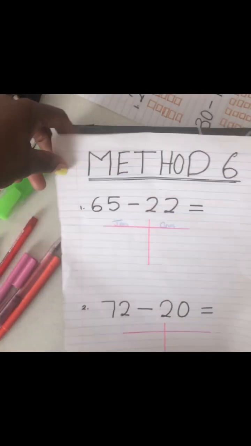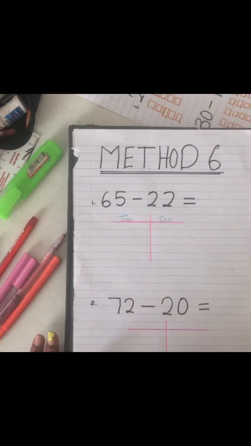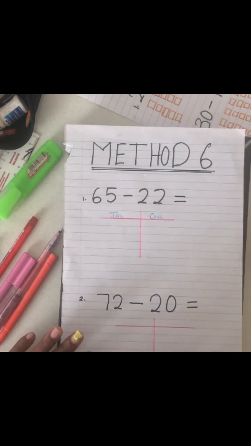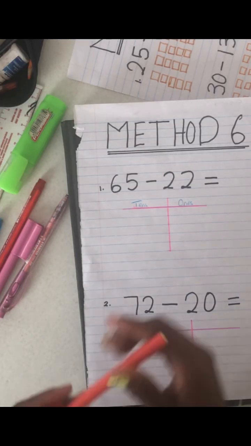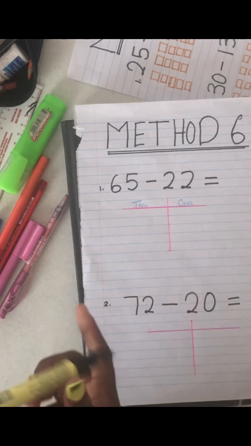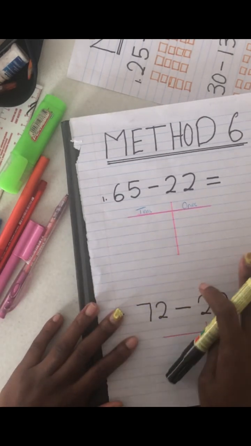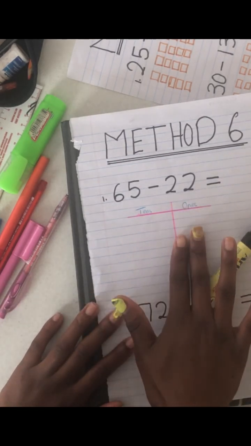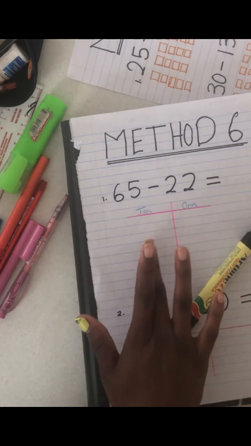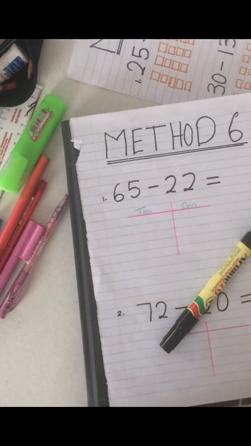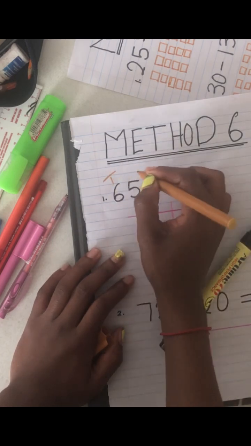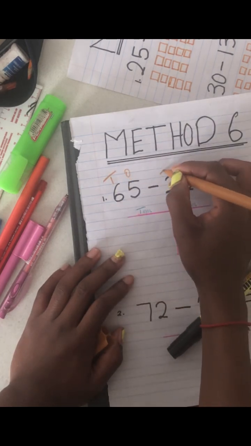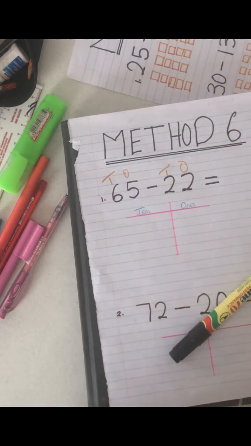So the sixth method is the regroup method, right? Easy but tricky, so you need to focus on this one. Even here we have the tens and the ones. We're gonna regroup according to the tens and the ones. So for us to understand, just say tens, ones, tens, ones, right?